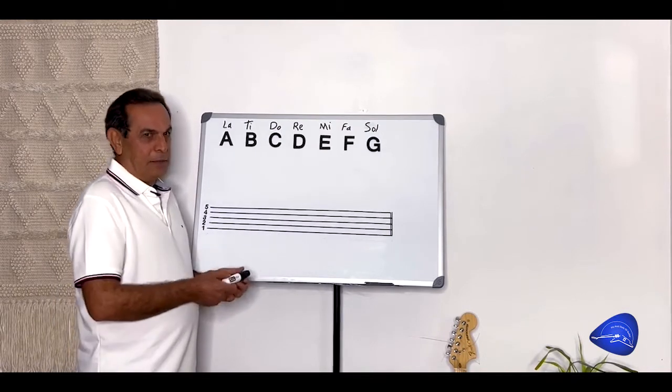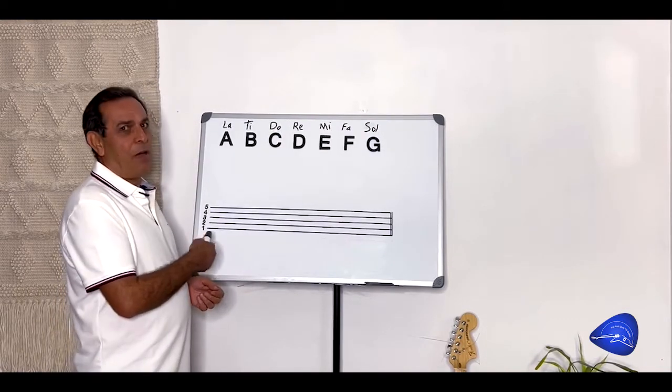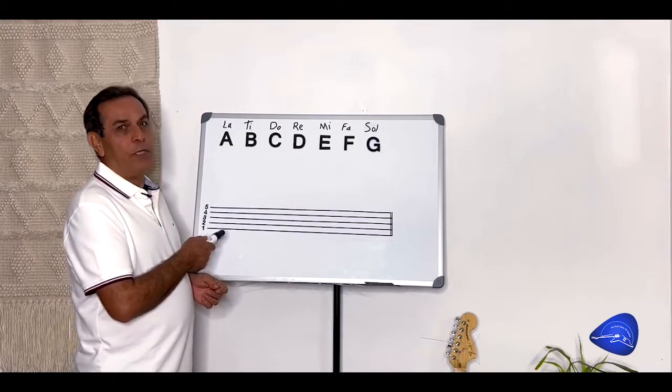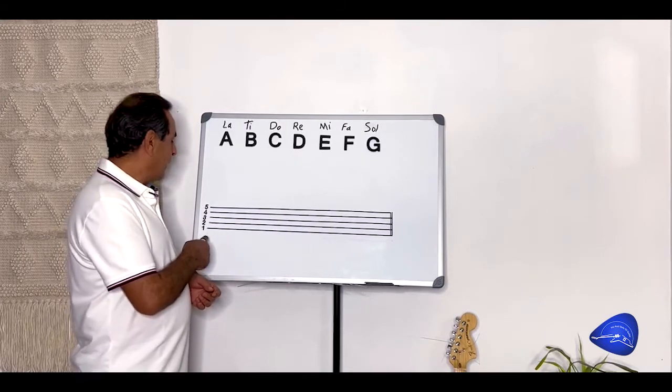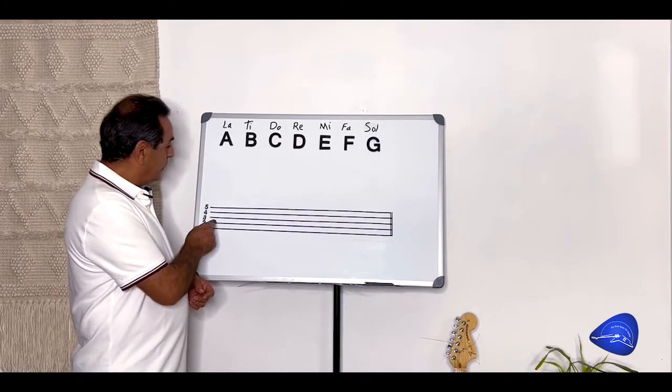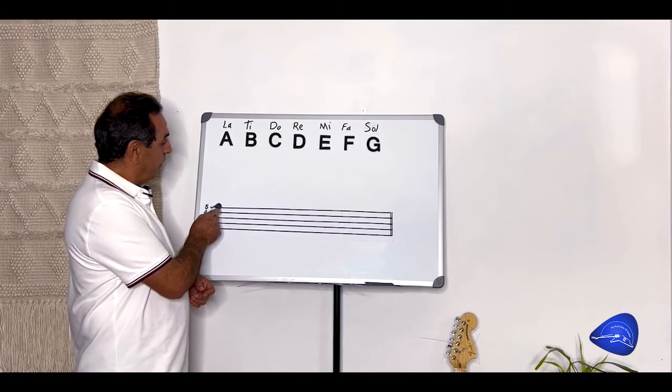This is the staff lines. We have 5 horizontal lines with 4 spaces, counting from bottom to top: 1, 2, 3, 4, 5.